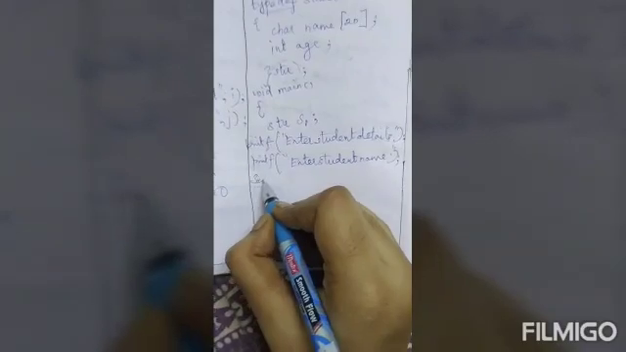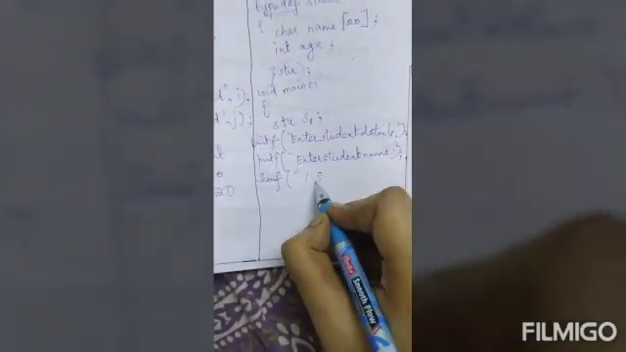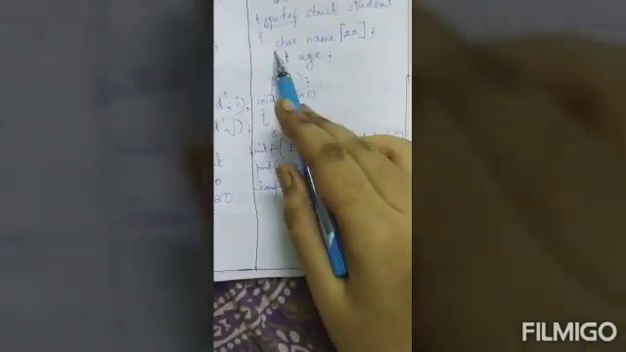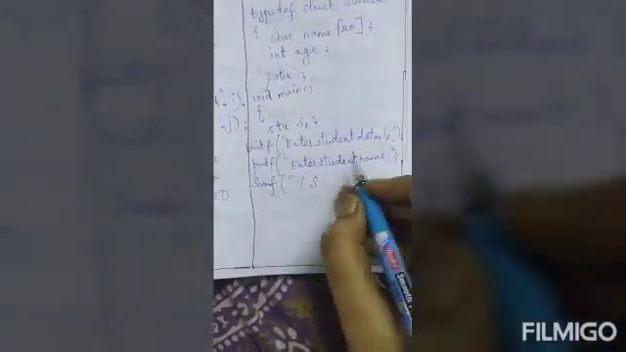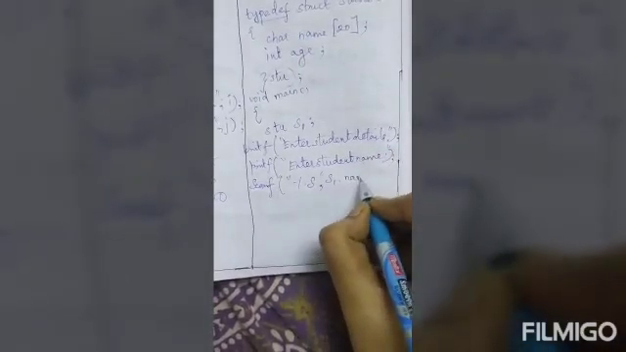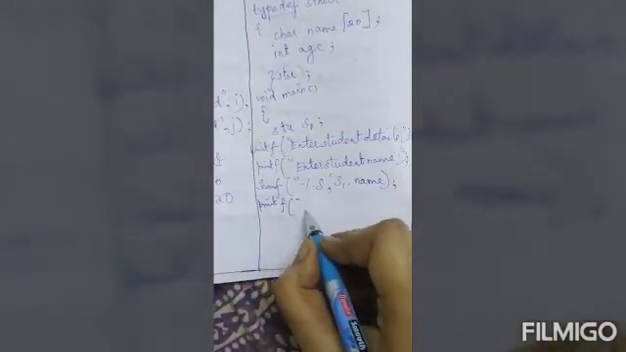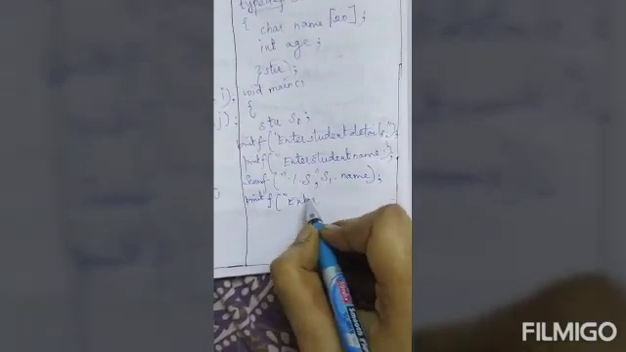So after this printf statement we need a scanf statement, and the %s, as his name is in character data type, so I am using %s, comma, s1.name. S1 is the variable. Next printf statement is "Enter student's age".